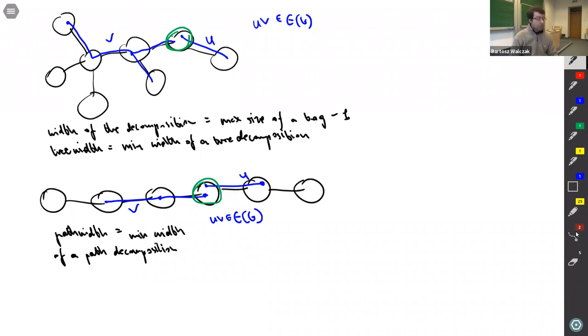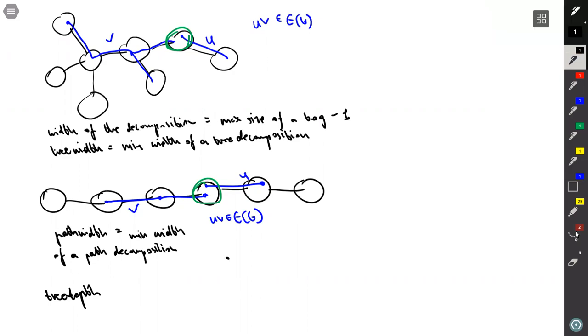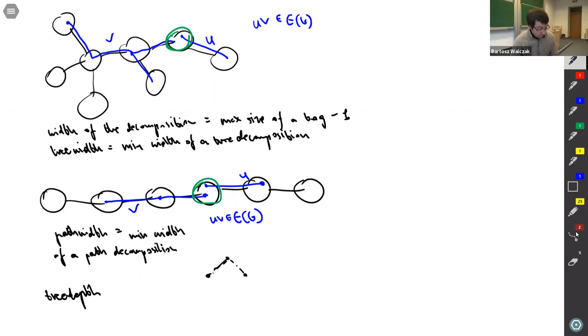And one more notion, which is connected to these, is the so-called tree depth. In order to define tree depth, we consider a different kind of decomposition. We are constructing some kind of auxiliary tree on the vertices of our graph.